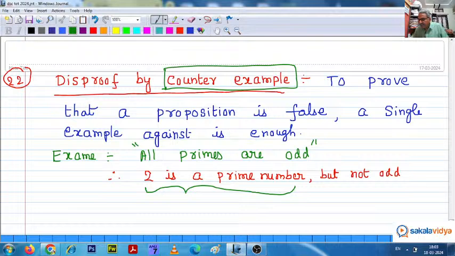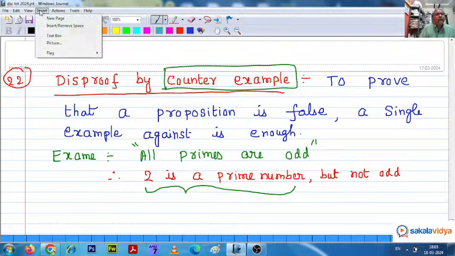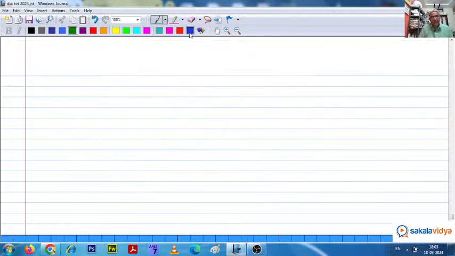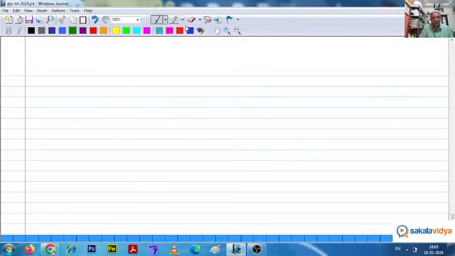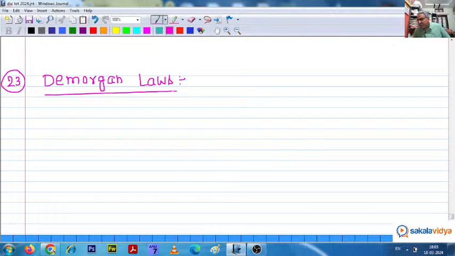Right. So now let us move to the next concept. The 23rd concept. Very important. These are actually De Morgan laws. Please note down, this is very important. So you may be asked one question on De Morgan laws also.